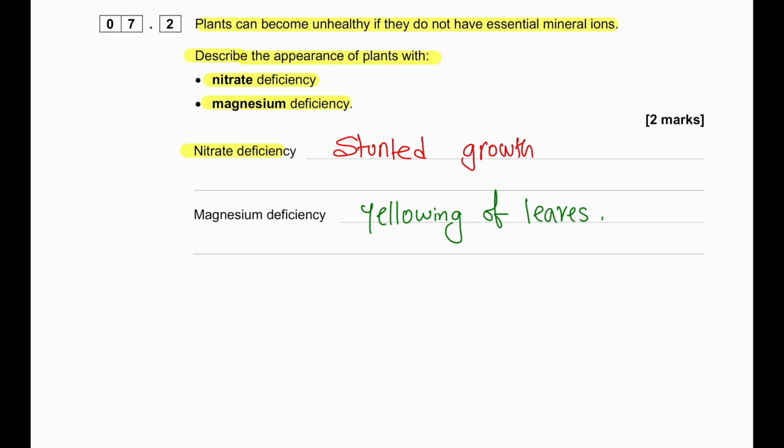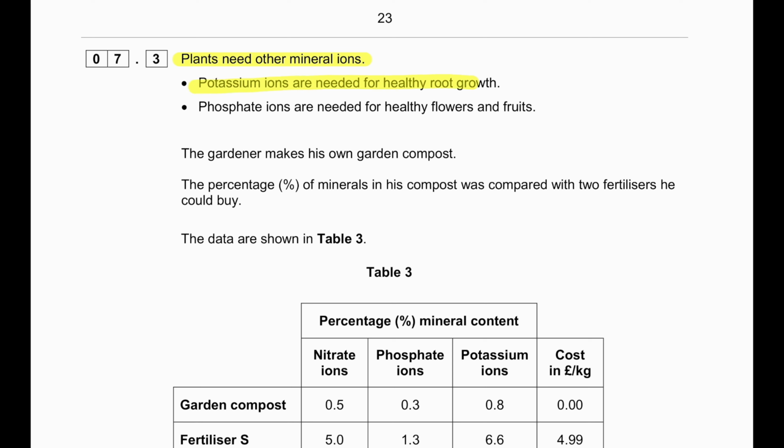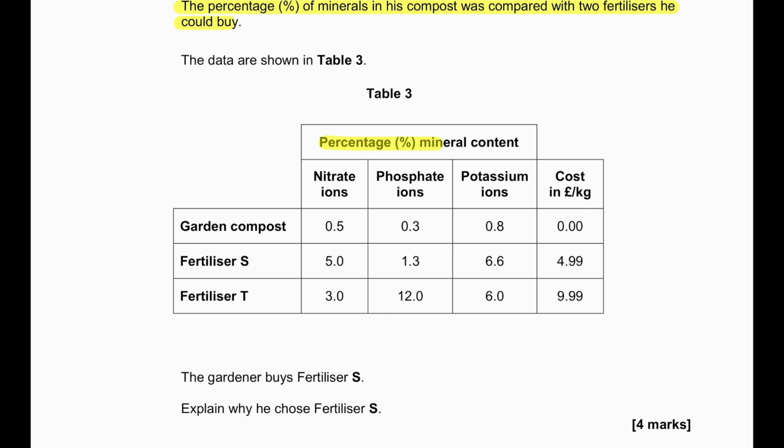Plants need other mineral ions. Potassium ions are needed for healthy root growth. Phosphate ions are needed for healthy flowers and fruits. The gardener makes his own garden compost. The percentage of minerals in his compost was compared with two fertilizers he could buy. So we can see the percentage mineral content.